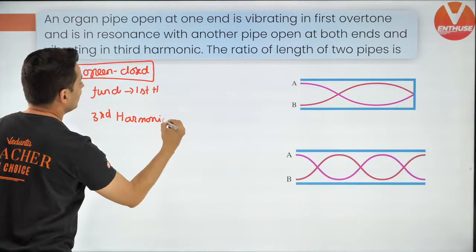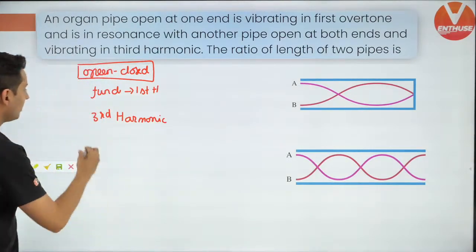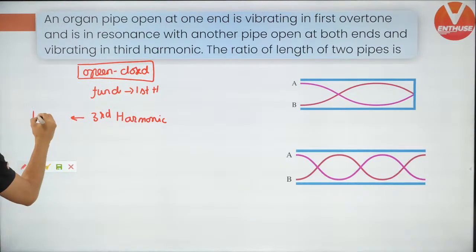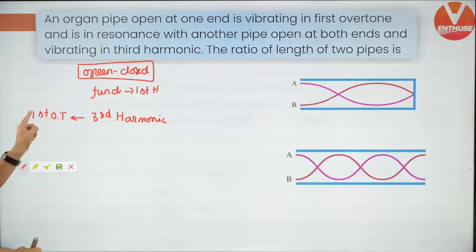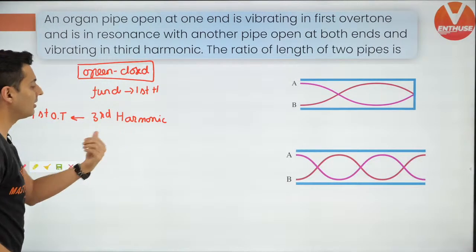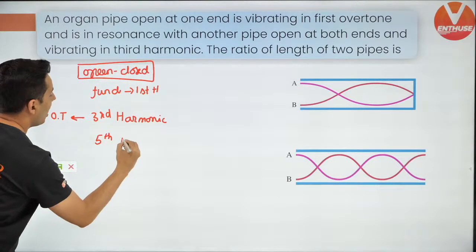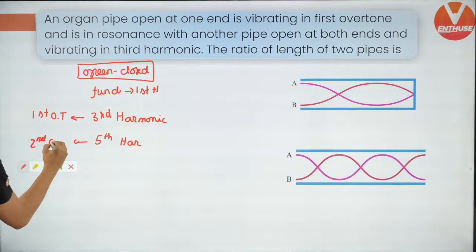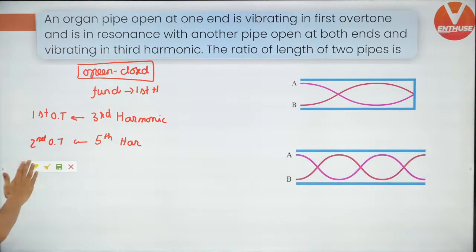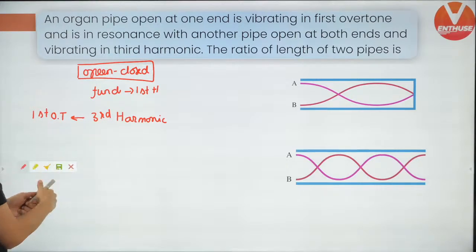Remember, even harmonics are absent. This third harmonic is called the first overtone. So first overtone is the third harmonic. In fact, if there was a fifth harmonic, then that would be called the second overtone. That's how the numbering goes. The question is first overtone, that means third harmonic.